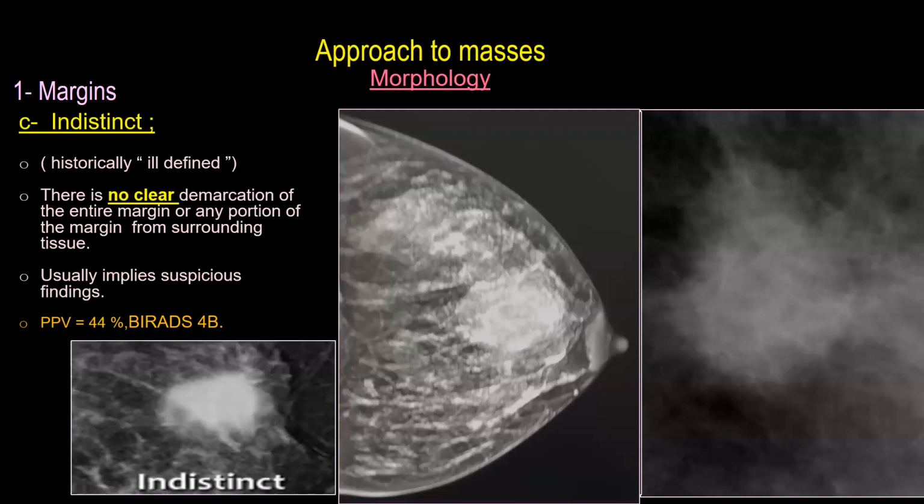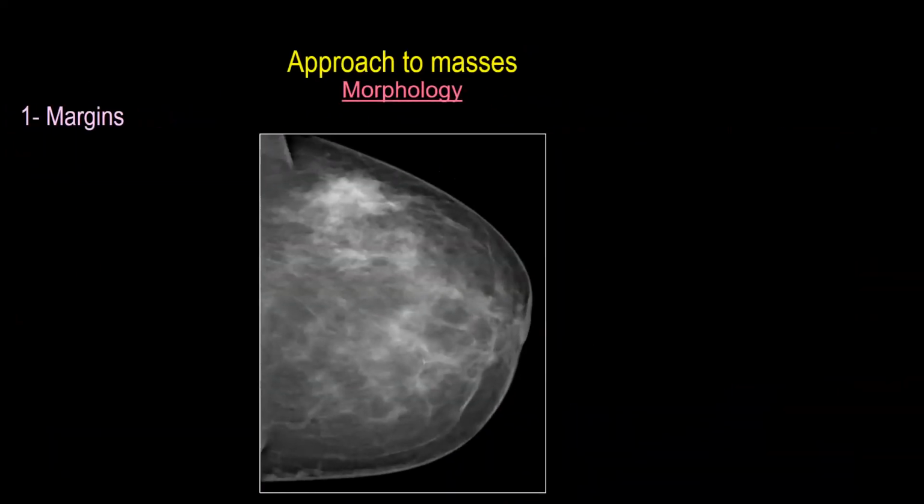Even if only part of the mass is indistinct, it might infiltrate through only part of the margin, not necessarily the whole margin. To call the mass indistinct, the positive predictive value is 44%, and therefore it will be BI-RADS 4B. In this case, it was cancer, but this case it was an inflammatory cyst. So you have more or less half and half. Slightly less than half are malignant, and the others are benign.